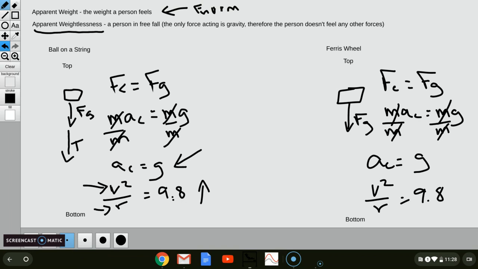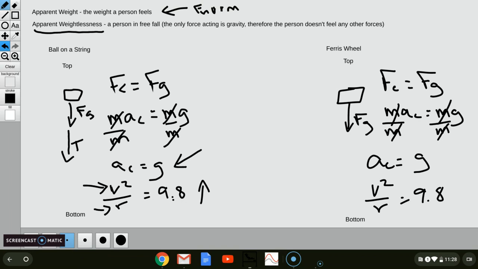Okay? So what that means is the weightless velocity is the smallest velocity possible for a ball on a string to continue in a circle. If you go slower than that weightless velocity, the object doesn't have enough inertia to maintain that circular motion. It will just move into a smaller radius.